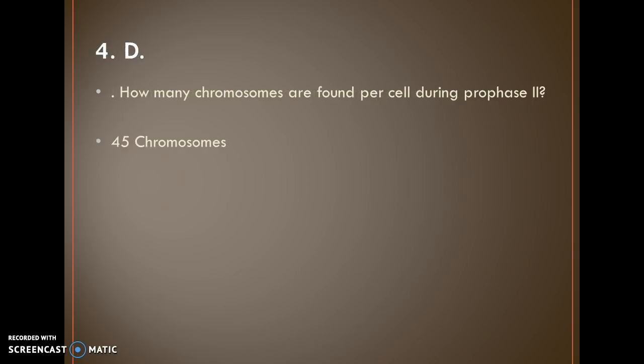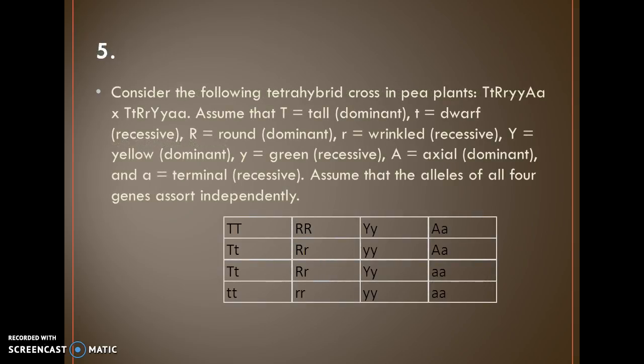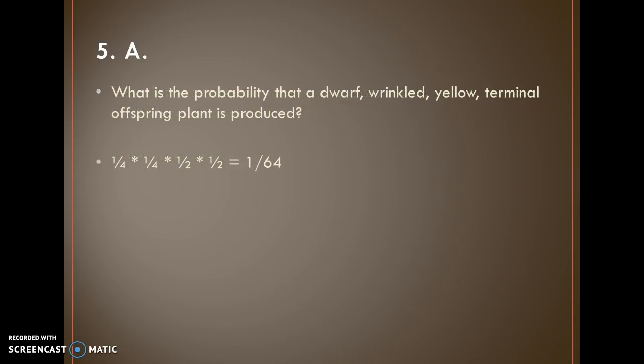4d. How many chromosomes are found per cell during prophase 2? It's 45 chromosomes. 5. Consider the following tetrahybrid cross in pea plants, as shown in the problem. Assume that the alleles of all 4 genes assort independently. So I did a test cross because there are more than 3 alleles being shown. So, as pictured. 5a. What is the probability that a dwarf, wrinkled, yellow, terminal offspring plant is produced? So, you're going to find each one from your test cross, and you get 1 out of 64.